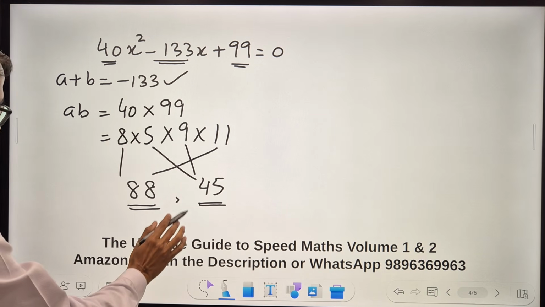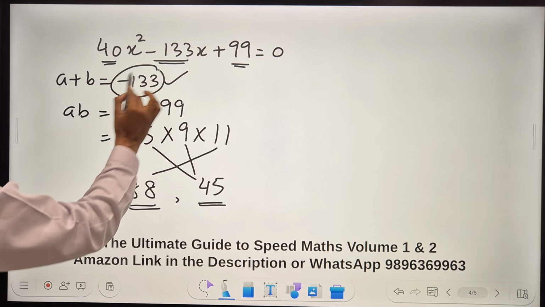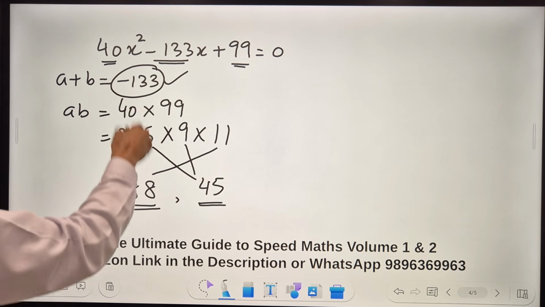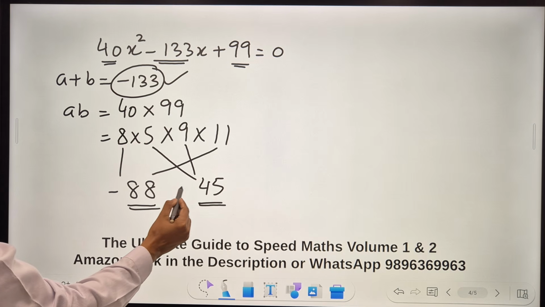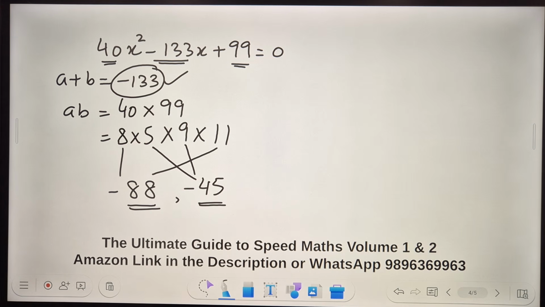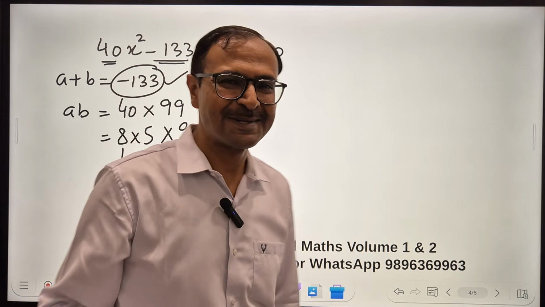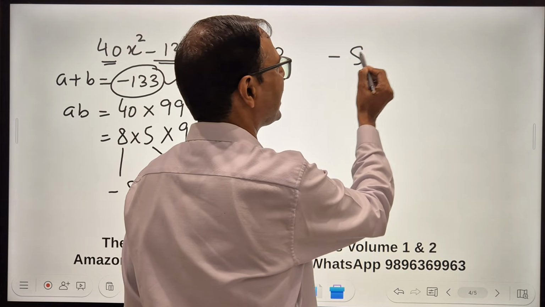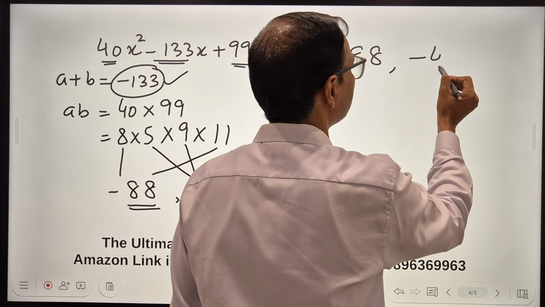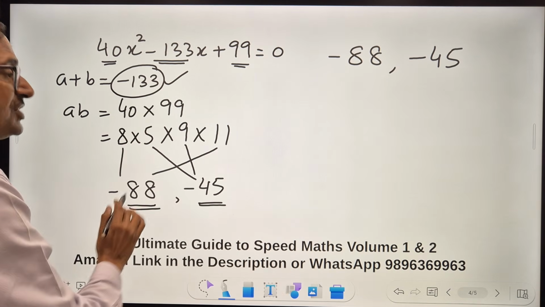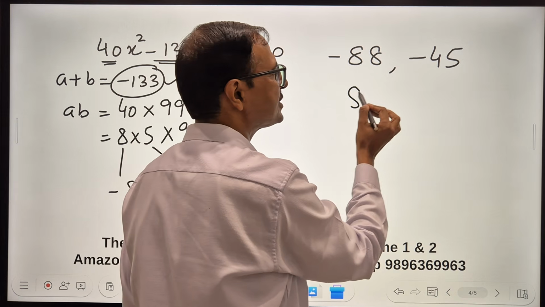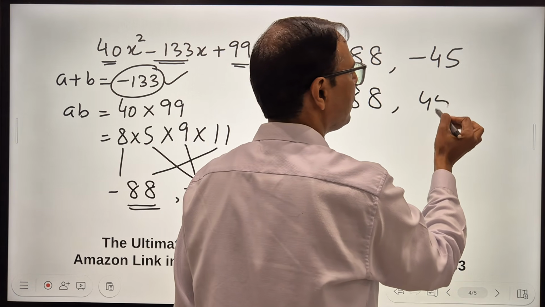Now I need to think about the sign. Because I need negative 133 and both these are smaller than 133, both of them have to be negative. So negative 88 and negative 45 are the middle term split factors. Once you get these factors, what you have to do next is change the sign. So this becomes positive and this also becomes positive.